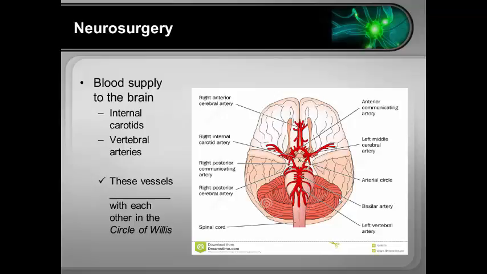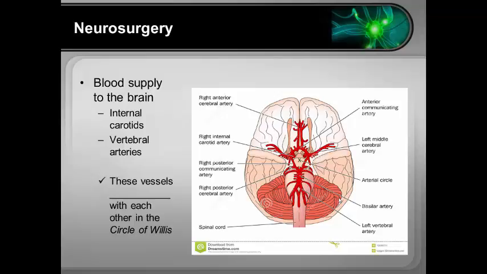The brain receives its blood supply from 4 major arteries. They are the right and left internal carotid arteries and the right and left vertebral arteries. This image labels the right carotid and the left vertebral only, but the left carotid and the right vertebral are there too. They're just on the other side.